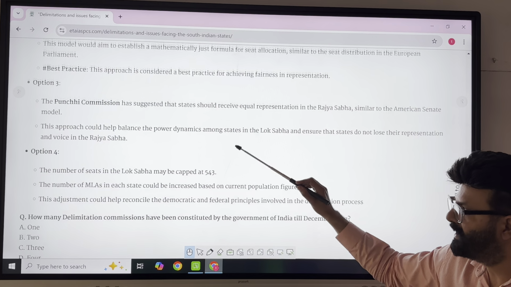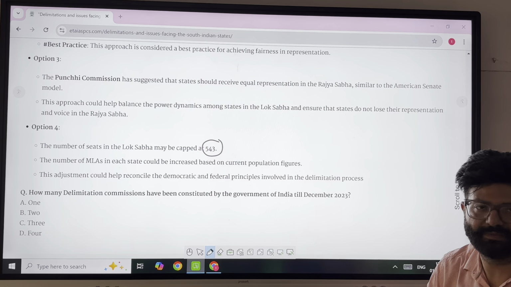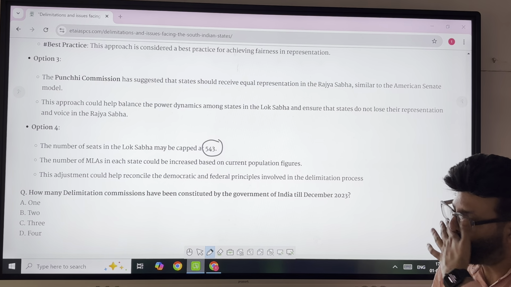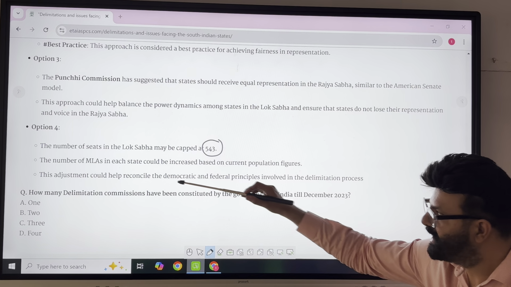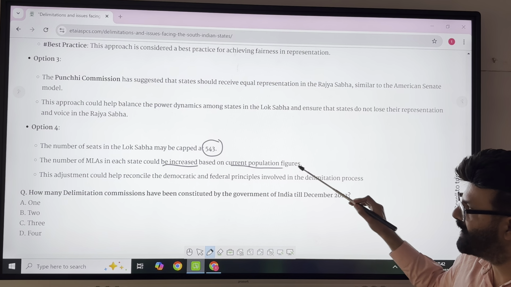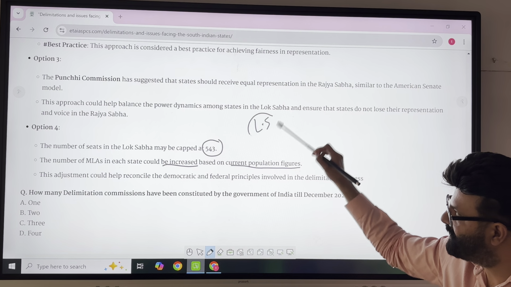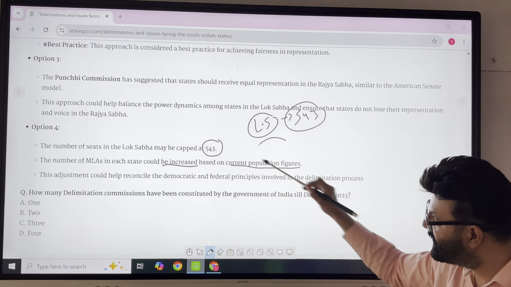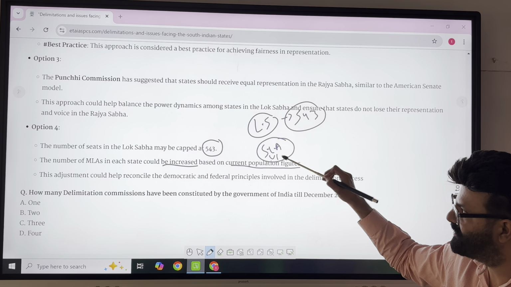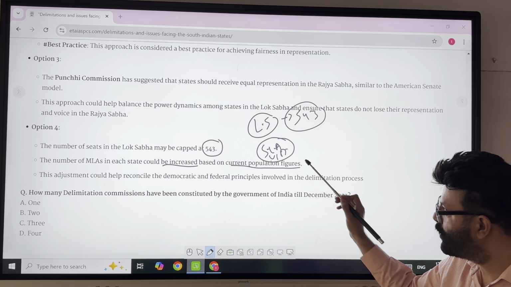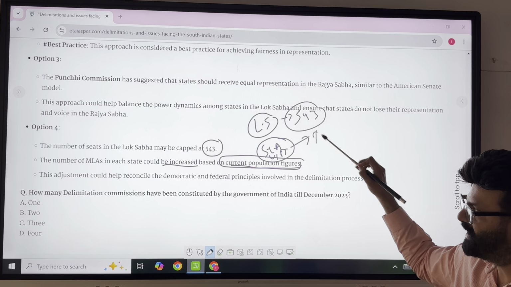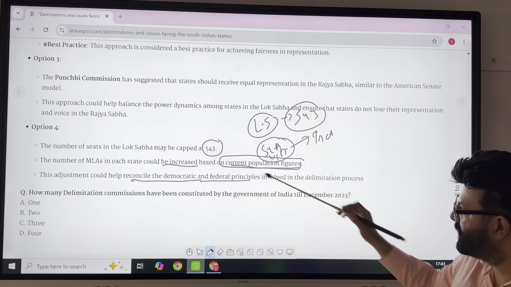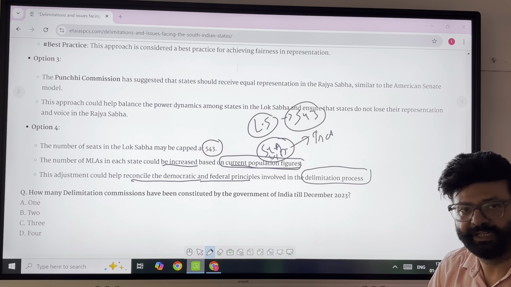Fourth is number of seats in the Lok Sabha should be capped. Whatever seats we are having currently, we should keep it. Fourth option what we are saying is that the number of MLAs could be increased based on the current population. So what you do, Lok Sabha has 543, just freeze it here, don't increase it. What we can do, we can increase it in the state legislative assembly, that is Vidhan Sabha. So at Vidhan Sabha, on the current population figures, it should be increased. So this adjustment could help reconcile the democratic and federal principles involved in the delimitation process.